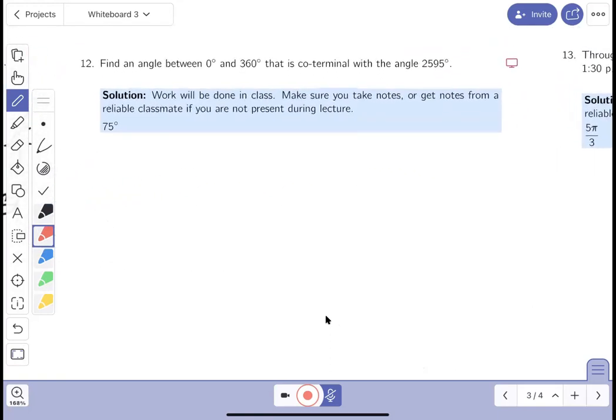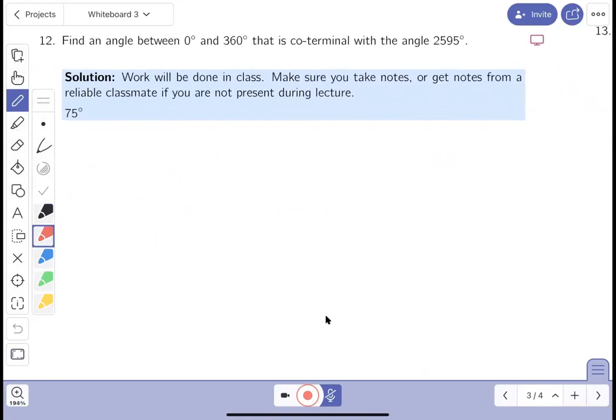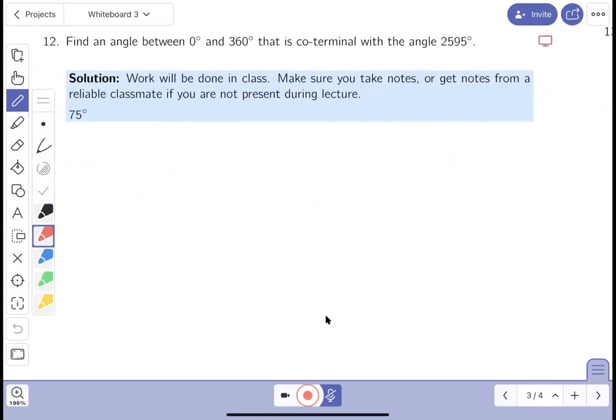Number 12 says, find an angle between 0 and 360. Let me write this down for you. They want me to find an angle between 0 and 360 degrees. Now, how many angles are between 0 and 360 degrees? There's an infinite number of them. They want me to find one that meets a condition, and they say it's coterminal with 2,595 degrees. And I hate to say that's a large amount of rotations.